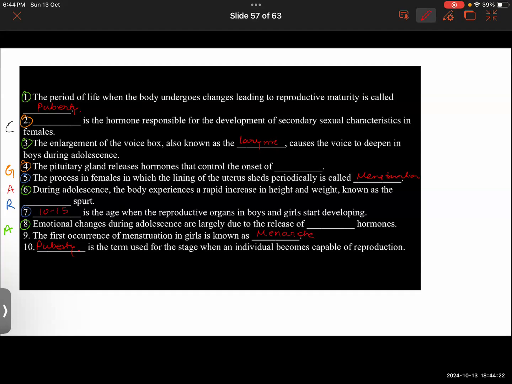So the second one is estrogen, and the fourth one is growth hormone. Estrogen, that is correct. And for the fourth one, you have answered growth hormone. No, not growth hormone. The pituitary gland releases hormones that control the onset of puberty. When puberty is going to start, it is being controlled by the pituitary gland.